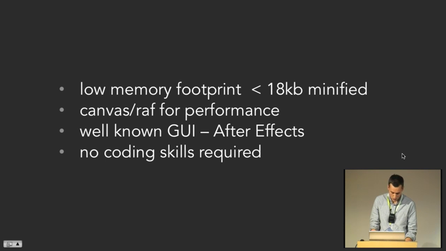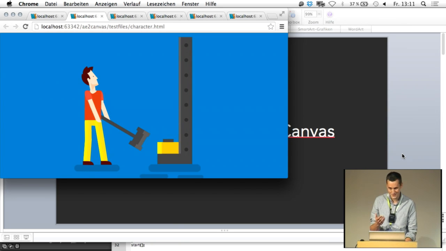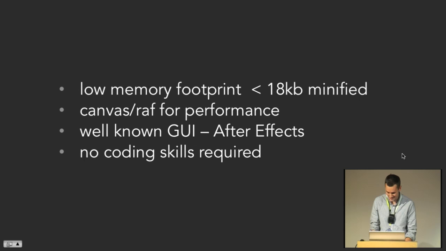The whole library for playing it in the canvas is, at the moment, in a pretty alpha state. It's about 18 kilobytes minified. It uses canvas and requestAnimationFrame for performance. So yeah, it runs quite fast and with good performance. Yeah, it's good for animators, for people who don't know much about code.